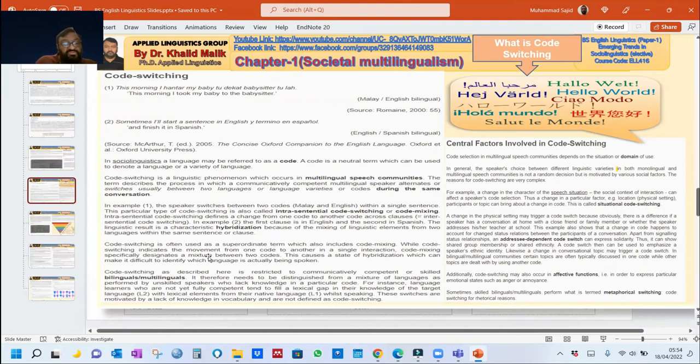Code switching is often used as a superordinate term, which also includes code mixing. While code switching indicates the movement from one code to another in a single interaction, code mixing specifically designates a mixture between two codes. This causes a state of hybridization which can make it difficult to identify which language is actually being spoken.